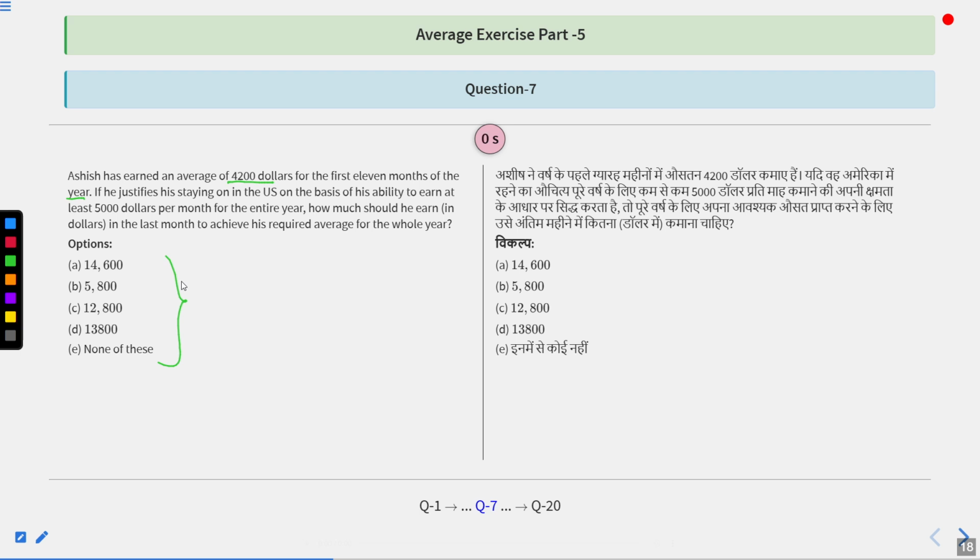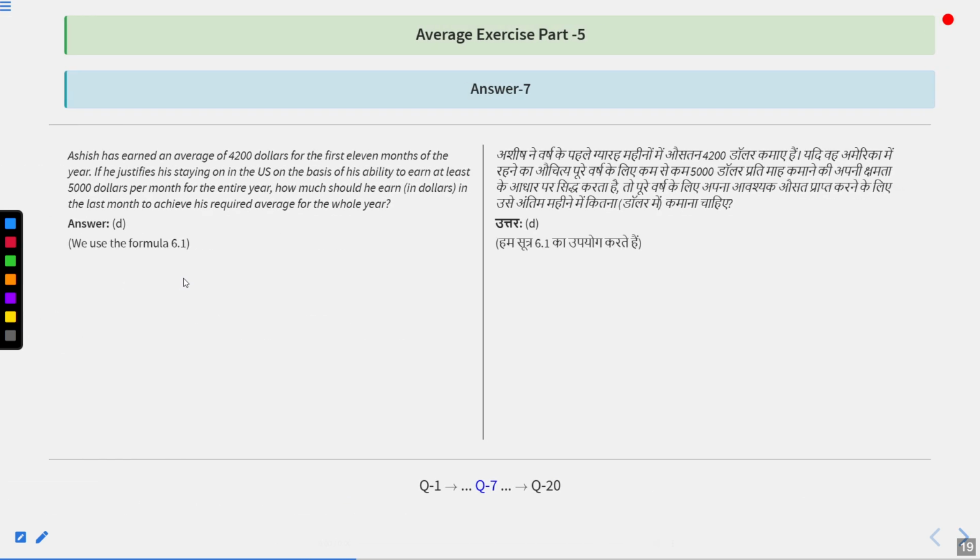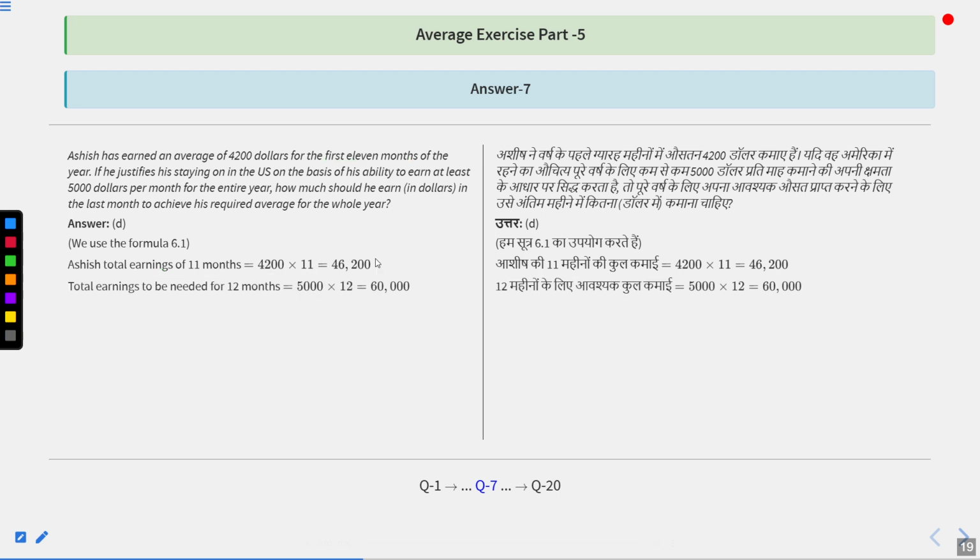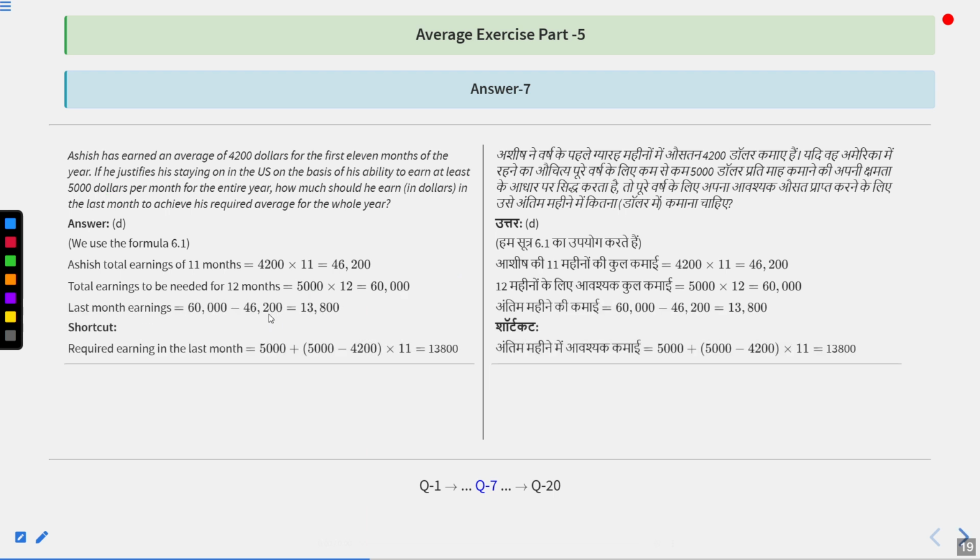Now time's up. Let's see the solution. The question says that Assis earned an average of $4,200 per month for the first 11 months. So Assis's total earnings in 11 months will become 4,200 multiplied by 11, which becomes 46,200. But the question says that the condition to live in the US is $5,000 per month. So the total earning needed is 12 multiplied by 5,000, which is 60,000. So the last month's earning should be 60,000 minus 46,200, which becomes 13,800.